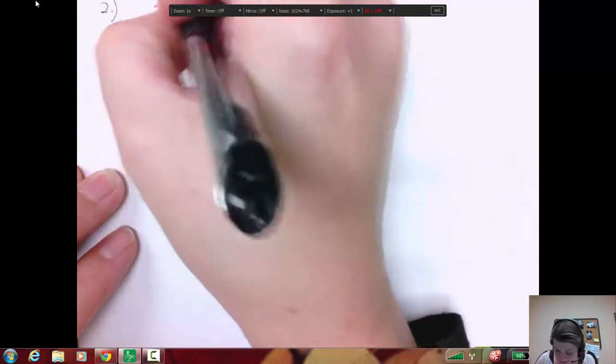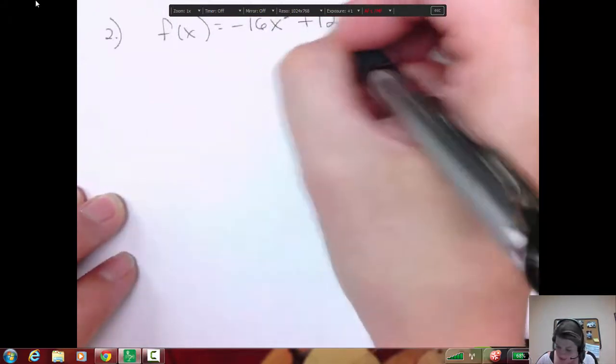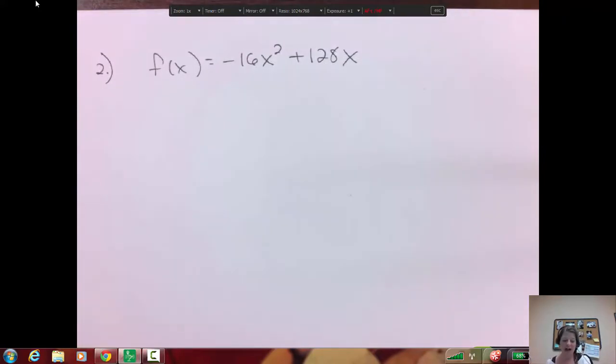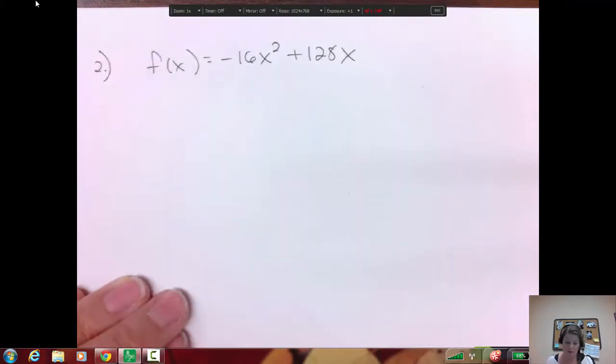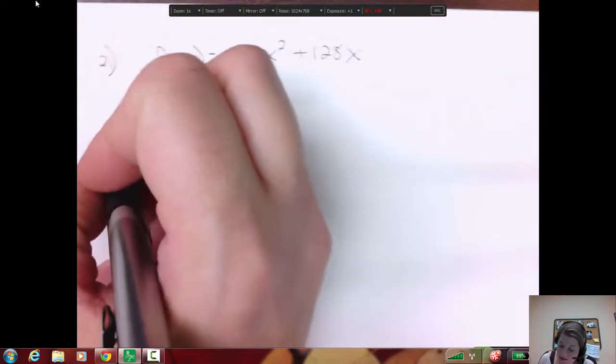So for example, if I have the formula f of x is equal to negative 16x squared plus 128x. So if this is my formula and it says a ball is projected upward from the ground, its distance is the feet from the ground in x seconds. So x is our seconds and the y value, or f of x, is going to be your feet from the ground. What time will the ball be at 213 feet from the ground?